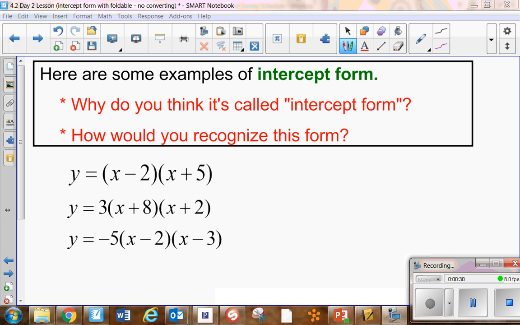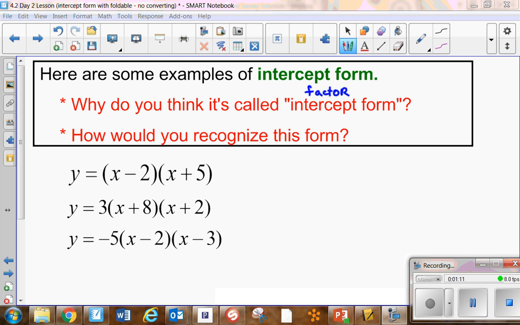And I want you to think about, why do you think this is called the intercept form? And how would you recognize this form? Any thoughts why they would call this the intercept form? Okay, let me give you a little hint. Some books, instead of calling it the intercept form, call it the factor form. Does that help you? Oh, yeah, these are already factored for us. That's why they call it factor form.